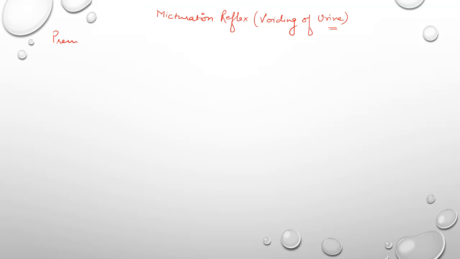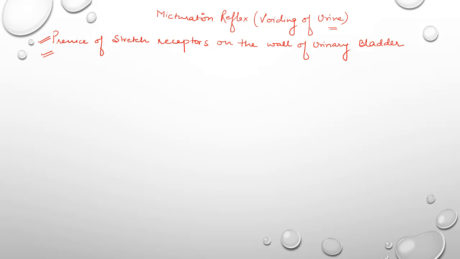Presence of stretch receptors on the wall of urinary bladder. So the micturition reflex, or the voiding of urine, is basically carried by transmission of impulse from the stretch receptors which are present on the wall of urinary bladder.